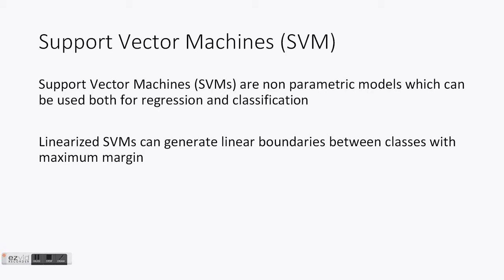By non-parametric model, I mean that in what we saw so far, that is linear regression, multivariate regression, logistic regression, we modeled the set of input features by a single equation. Our estimated function is a single equation of all the parameters, whereas SVMs do not take that approach. It's a non-parametric model, and it's very powerful. We have linear SVMs, which can generate linear boundaries between classes with the maximum margin. And we also have SVMs with radial basis functions, which can generate nonlinear functions.